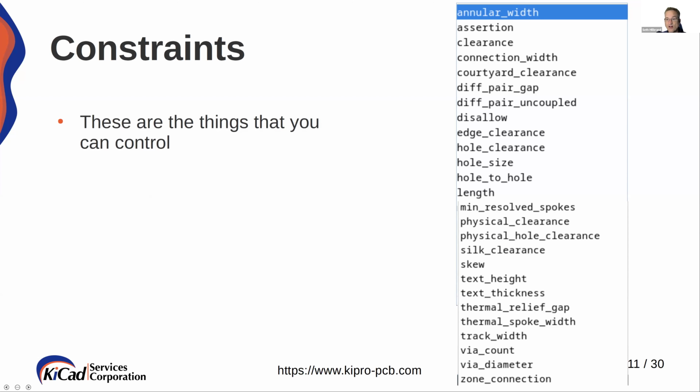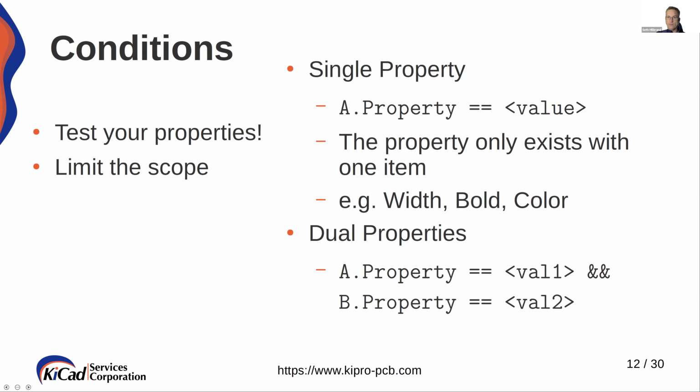So, move on. These are each of the things that you can control on your board. You can make them tighter constraints. You can loosen the constraints based on any of the conditions that we'll cover later. Conditions are limiting the scope of the constraints. So you want to have a clearance that only applies to pads with a specific net. Well, the net is a property, and you can specify the condition where the clearance only applies to pads of a specific net class, pads of a specific shape.